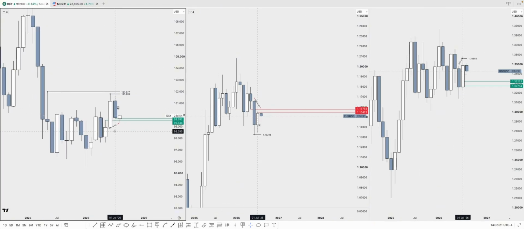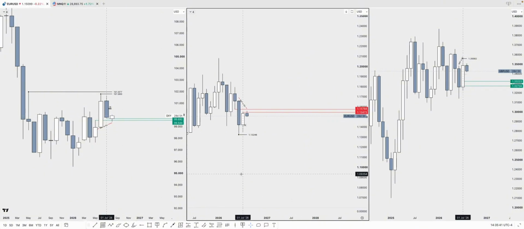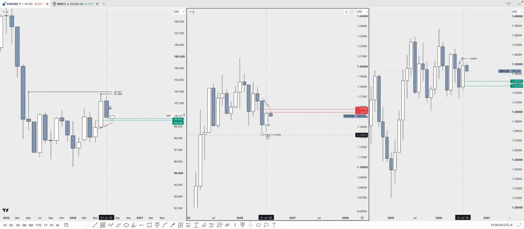So right now we're currently trading inside the monthly imbalance, where I want to see a reaction from here towards the 101.800 level and the 101.977 level. The external range liquidity of the monthly range is the first target, leaving this imbalance as the final target. On EU, the external range liquidity is the final target, and the previous monthly high is the first target, where I want to see price react from.